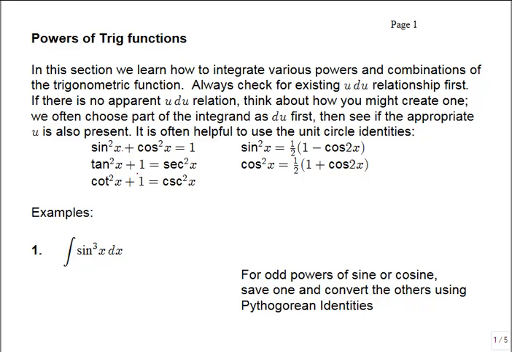These first three here are going to be used quite often. These are your Pythagorean identities. And then these two over here are what we call our half angle identities, and we'll typically use those when we have even powers of sines and cosines. So be on the lookout for those and have these 5 identities memorized.